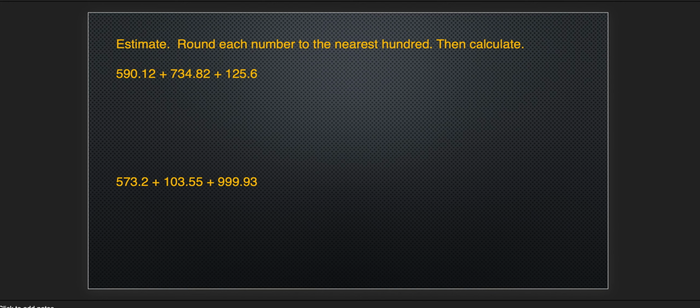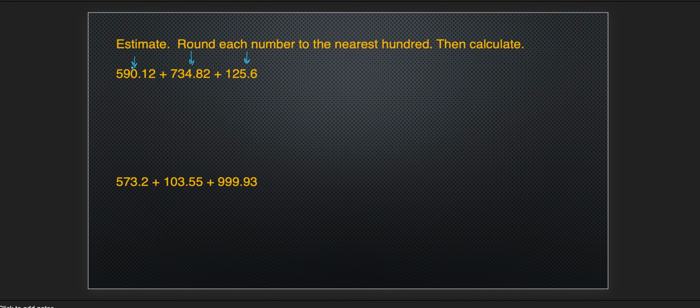Now, this is a problem that I've seen come up. Estimate. Round each number to the nearest hundredth, then calculate. So what we're going to do is take these 3 numbers and round them to the nearest hundred first. Nearest hundred is right here, that place, this place, and this place. And then we're going to add or calculate in the end. So it's like you're going to buy these items in the store and you're going to round up to calculate quickly and easily how much all that'll cost.